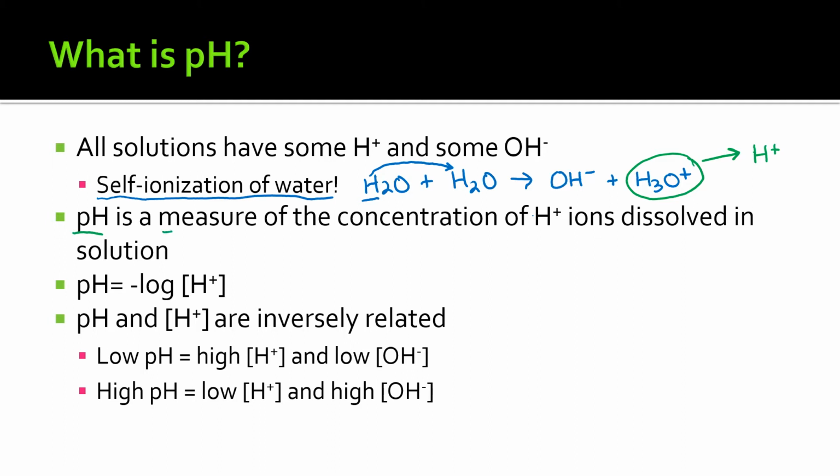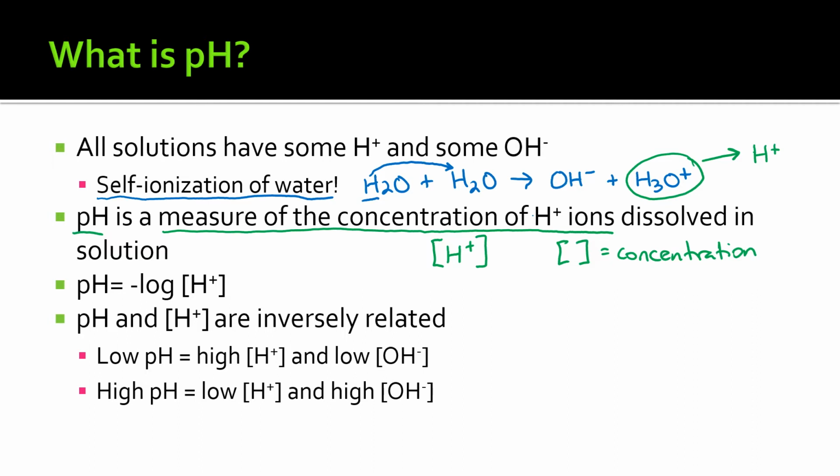pH is a measure of the concentration of hydrogen ions. We can shorthand that concentration of hydrogen ions with hydrogen ions in brackets. The bracket, y'all, represents concentration. pH can be determined by an equation. The formula is pH is equal to negative log of the concentration of hydrogen ions.